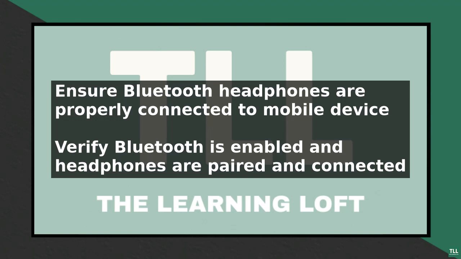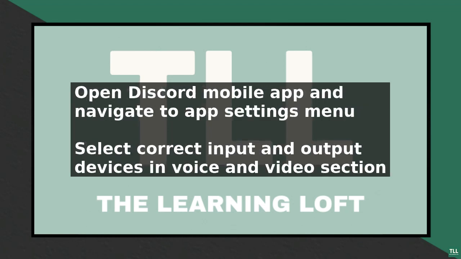Next, open the Discord Mobile app and navigate to the app's settings by tapping the three horizontal lines in the top left corner and then tapping the gear icon. In the Settings menu, scroll down to the Voice and Video section and ensure that the correct input and output devices are selected. If your headphones are not listed as an option, try restarting the Discord app or your mobile device.